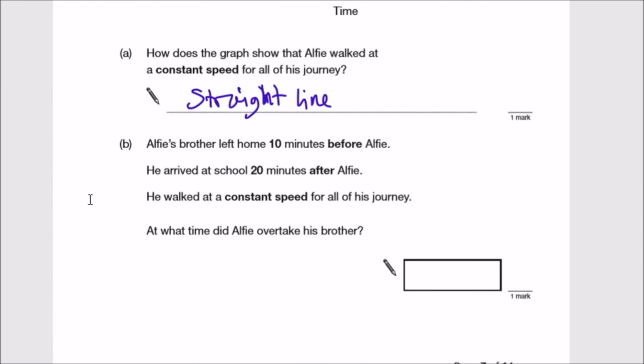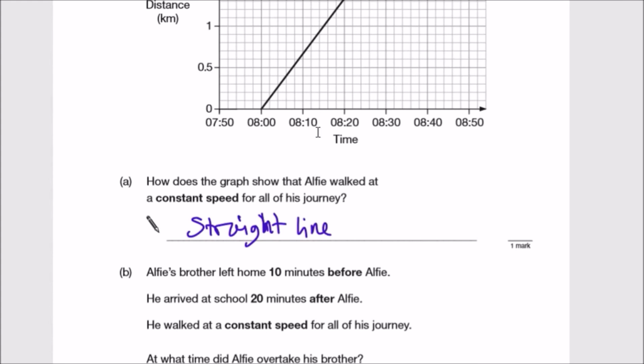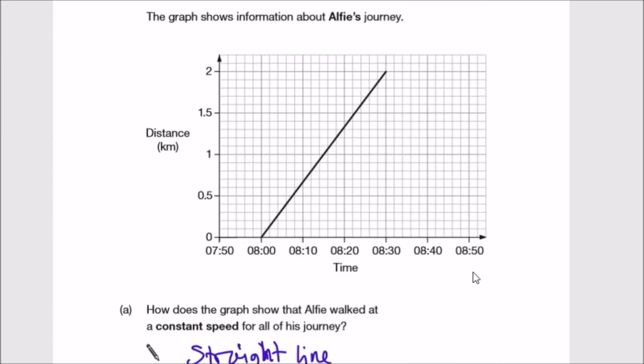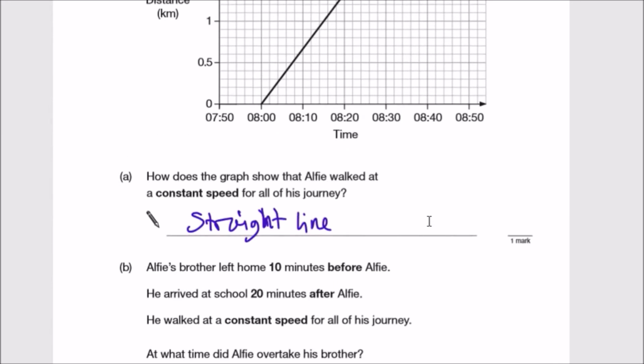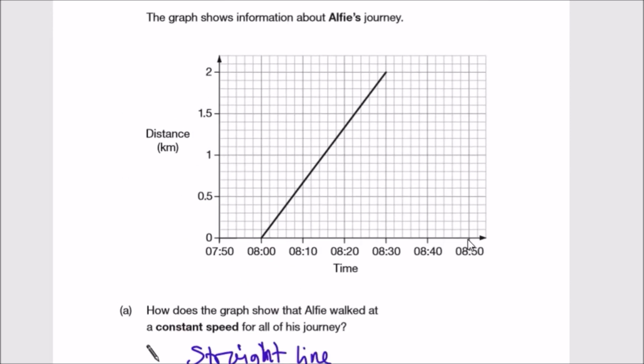Now, Alfie's brother left home 10 minutes before Alfie. Okay, so 10 minutes before Alfie means he must have left at 7:50. He arrived at school 20 minutes after Alfie. He also walked at a constant speed for all his journey. At what time did Alfie overtake his brother? So we actually need a ruler for this one, and unfortunately, it'll be a bit difficult. So 20 minutes after Alfie, he arrived around 8:50. Yet he left at this time.